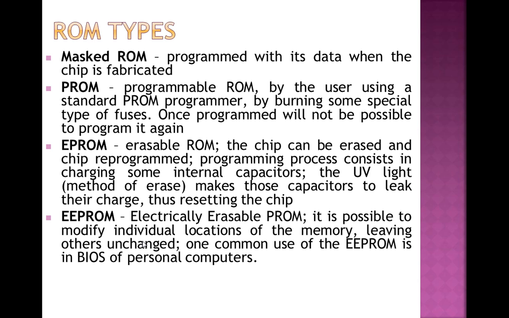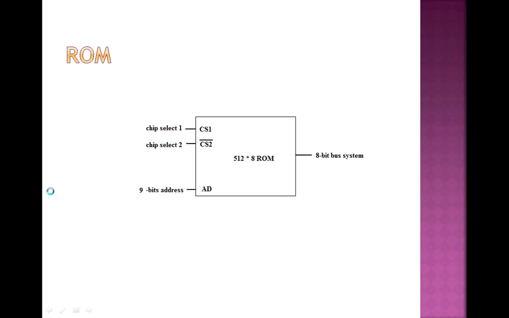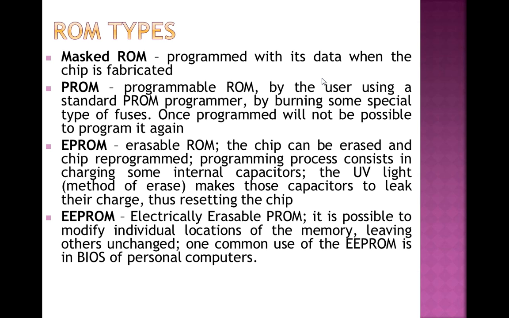ROM types. What are the ROM types? There are 4 types of ROM. One is mask ROM, that is programmed with data when the chip is fabricated. It initializes the data or the program while the chip is being fabricated. Then PROM, that is programmable ROM, that is programmed by the user using a standard program or a PROM programmer, by running some special type of uses. Once programmed, it is not possible to program it again.